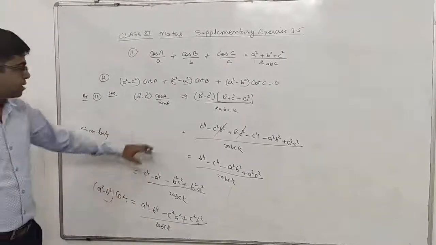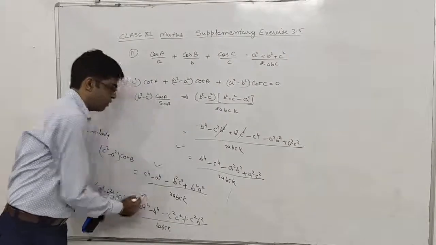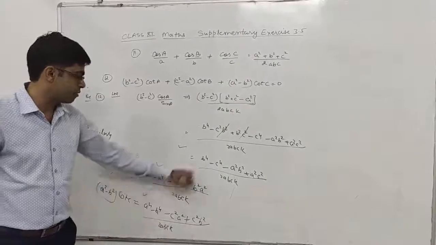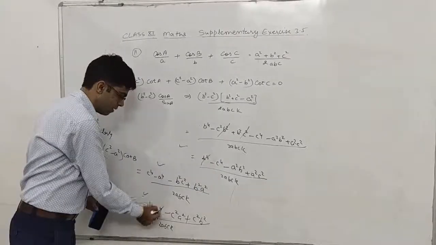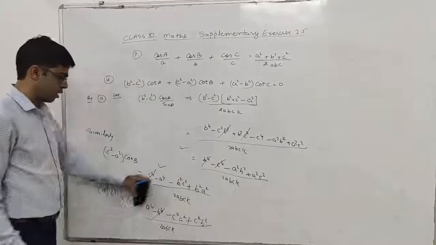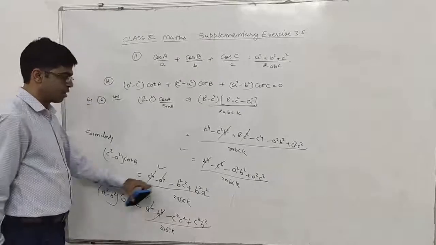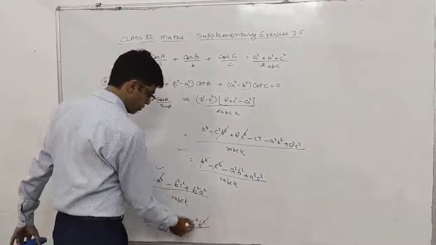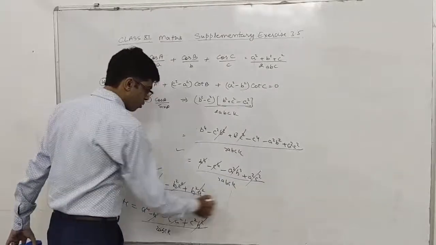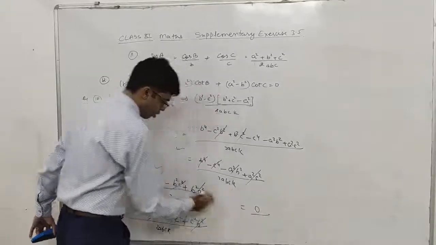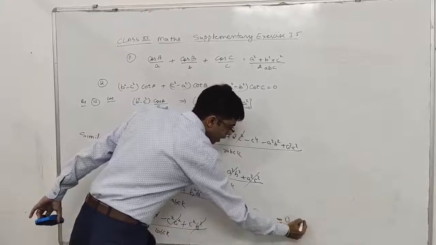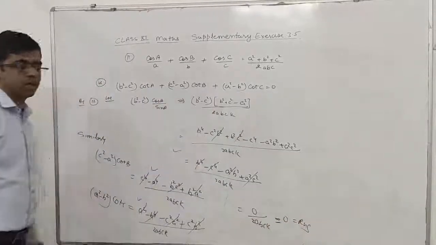Now when we add these three, here b power 4 is positive and here it is negative, so it will cancel out. Similarly c power 4 positive and here c power 4 negative cancel out. a power 4 positive, negative, cancel out. Minus b square c square and here is positive, b square a square and b square a square cancel out, and c square a square as well. So all terms in the numerator cancel and the denominator is the same. So 0 upon 2abck, which equals the right hand side. So in this way we have done this question.